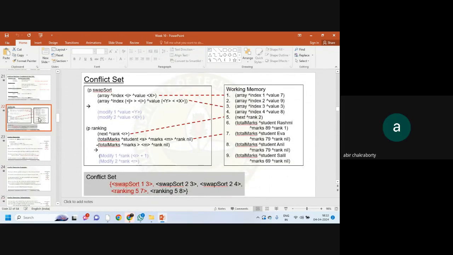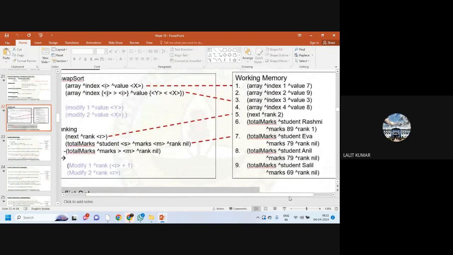Now, without seeing the answer, just try on your own to match these rules with the working memory elements. Then you'll get the idea and the drift of how to solve it. So here I will cover it.